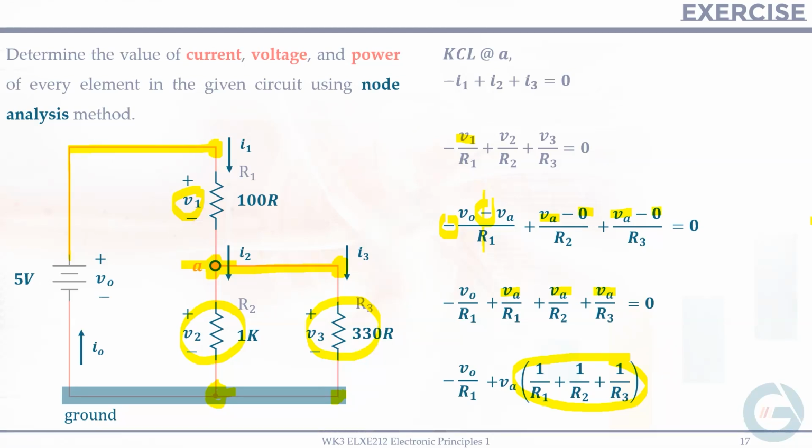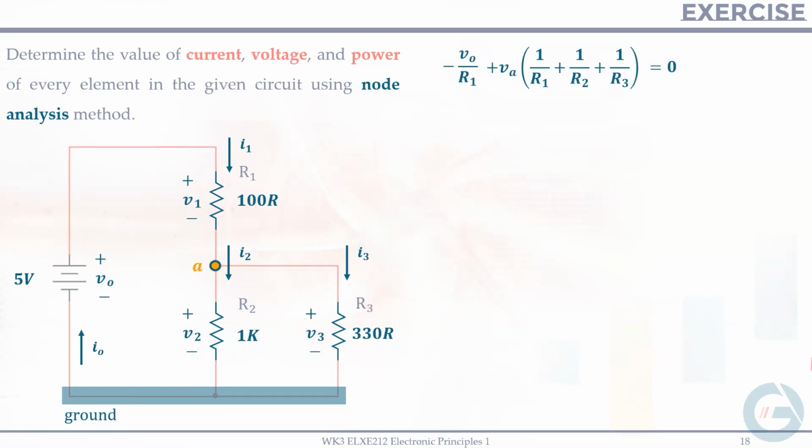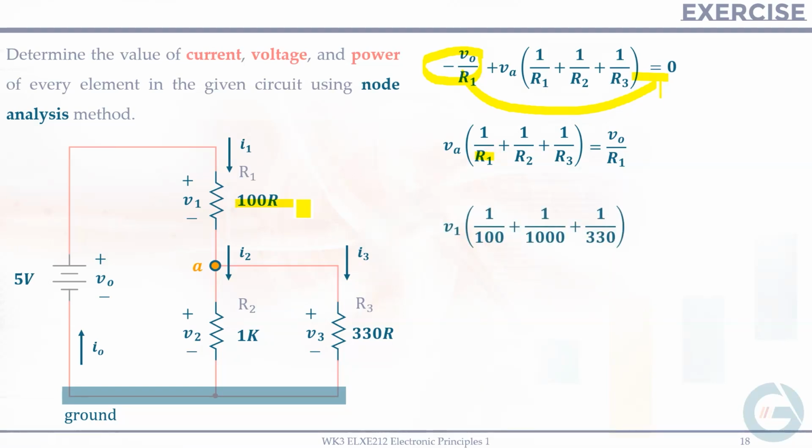Next is to substitute the values. First we'll transfer this negative side to the right side. So that is equivalent to VO over R1, positive. Then substitute the values: R1 is 100 ohms, R2 is 1K, 1000, and R3 is 330. So that's equivalent to, of course, VO is 5 volts over R1, which is 100.